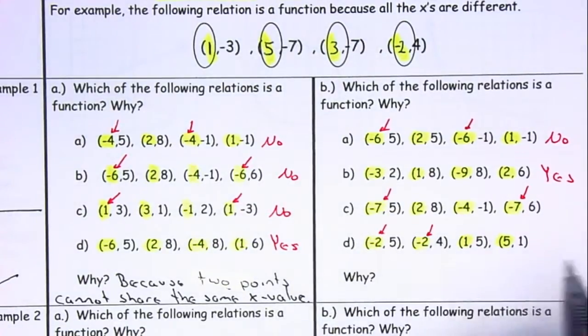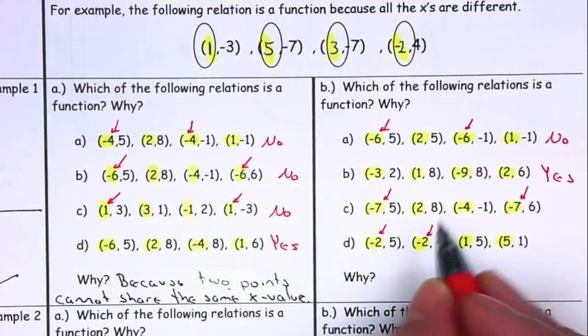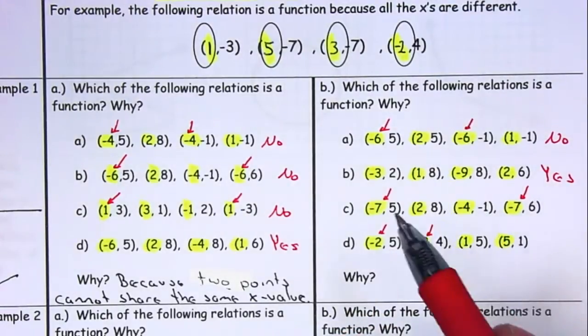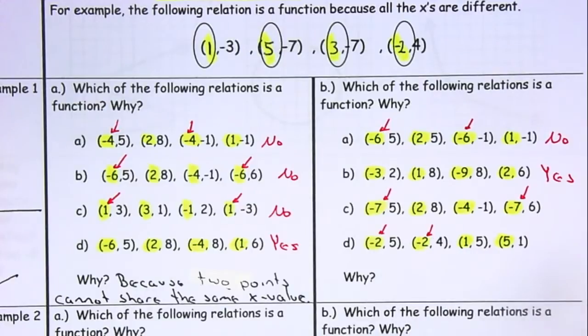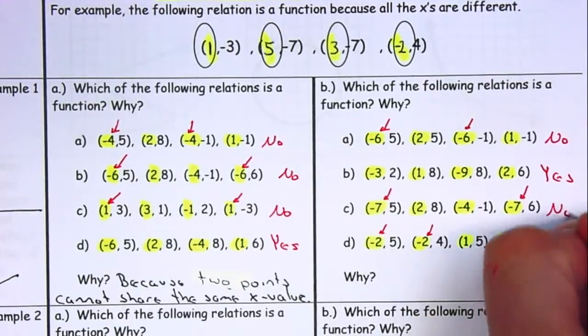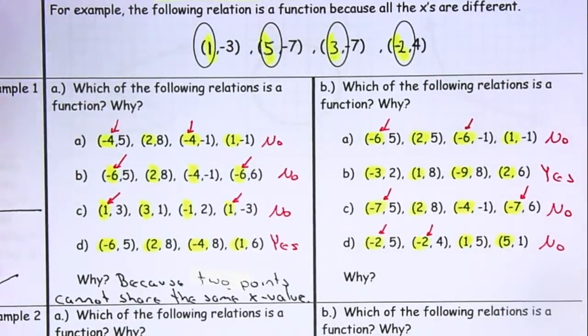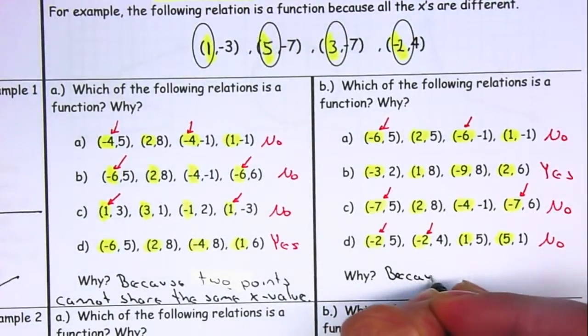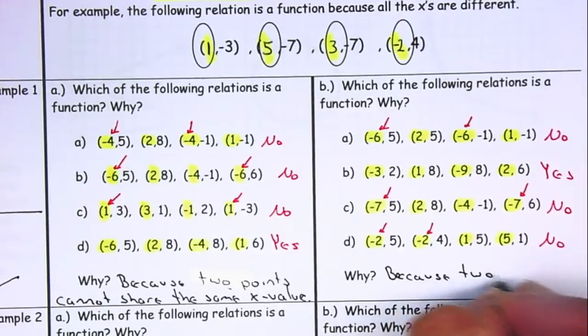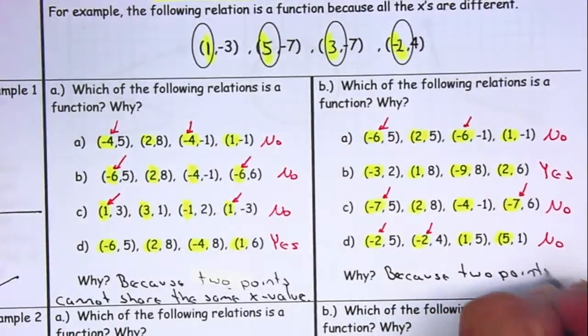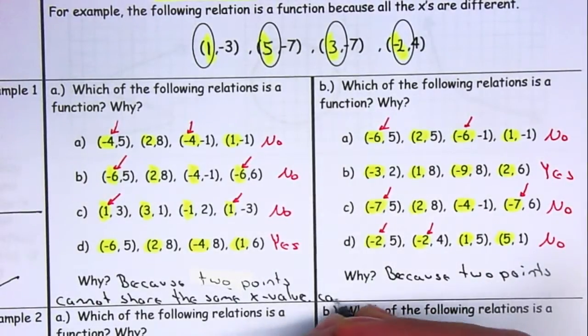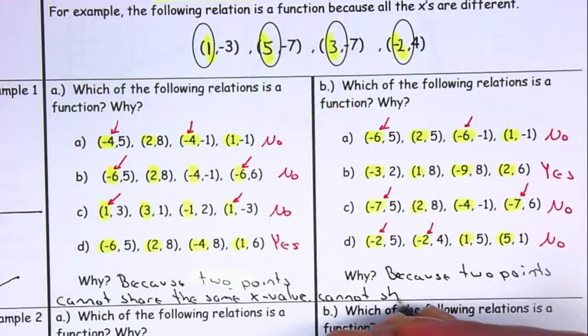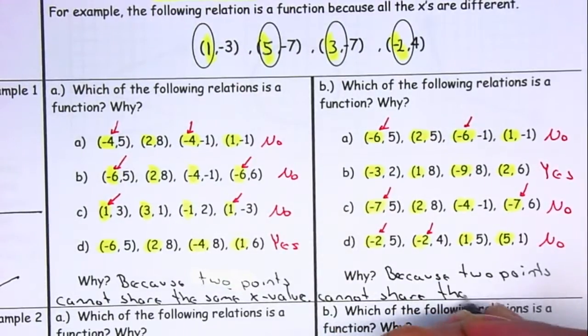And on your homework you must highlight your x values, and you also need to use your red pen to place arrows on the ones that repeat. So this one says no, this one says no. Why? Because 2 points cannot share the same x value.